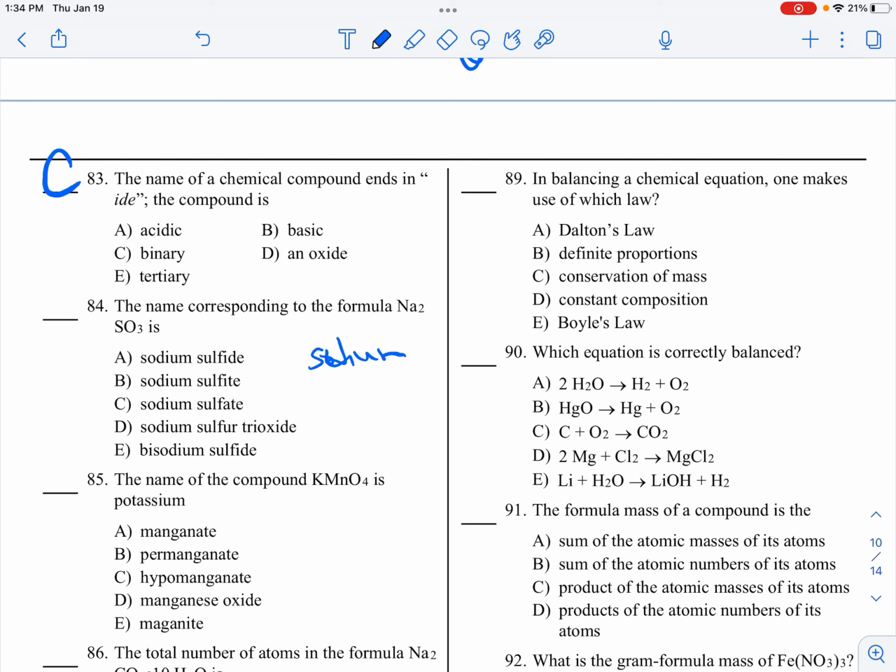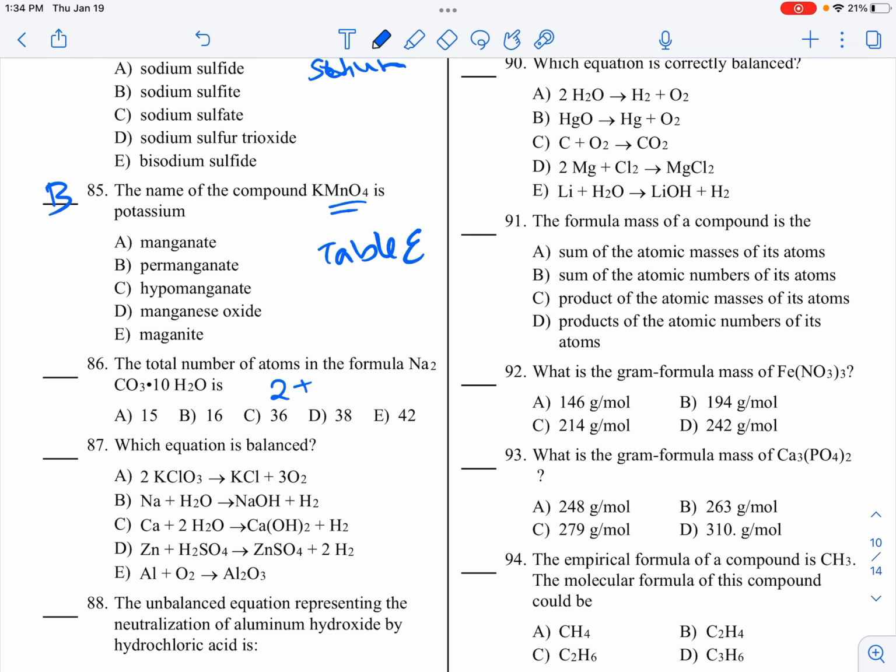Total number of atoms in that thing, and again, I'm sorry about the spacing, but let's see. We have 2 plus 1 plus 3 plus 20 plus another 10. So 36. You gotta count everything.